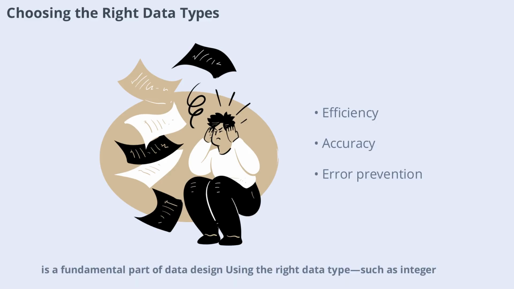Selecting appropriate data types for your fields is a fundamental part of data design. Using the right data type, such as integer, string, or date, ensures that your data is stored efficiently and accurately. It also helps prevent errors and improves query performance.